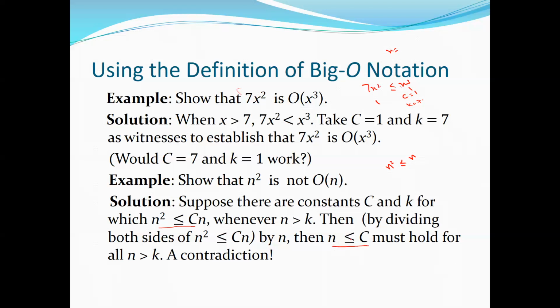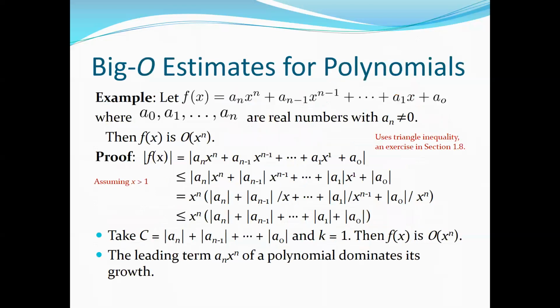So if n is not always less than the constant value, that's why this is a contradiction. We say that this is not proven. This n square is not big O of n, right?